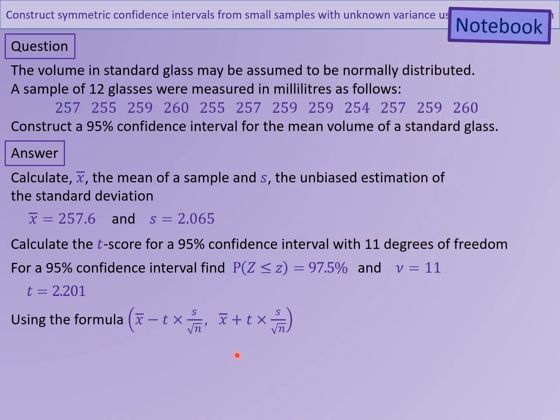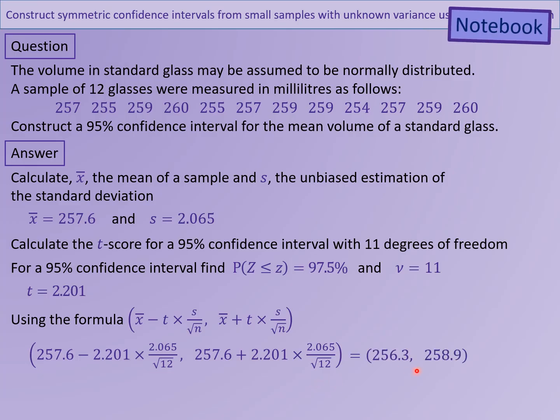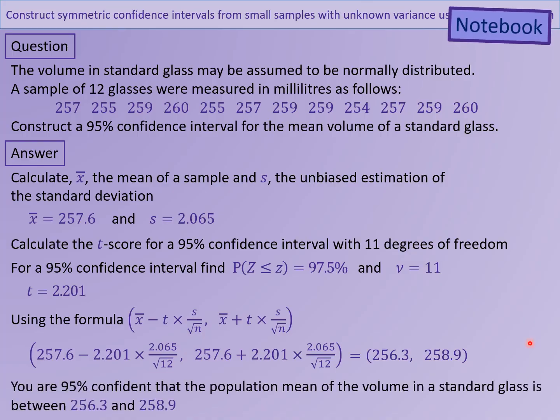So my formula looks like this. Mean, take away some amount of the standard error there, plus some amount of the standard error on this side. And when we number crunch it, you are 95% confident that the parent mean lies between 256.3 and 258.9, whatever it is, milliliters. Okay, you are 95% confident, all based on just that small sample of 12 glasses.